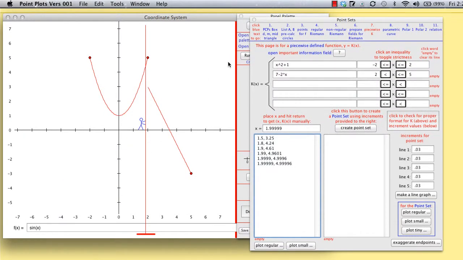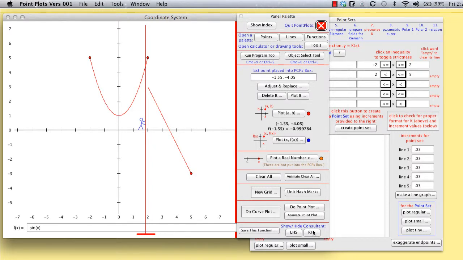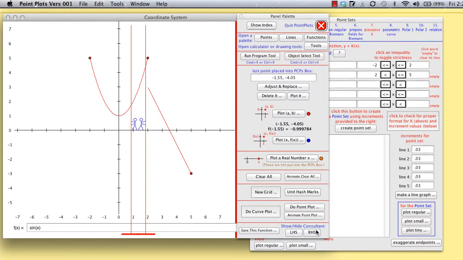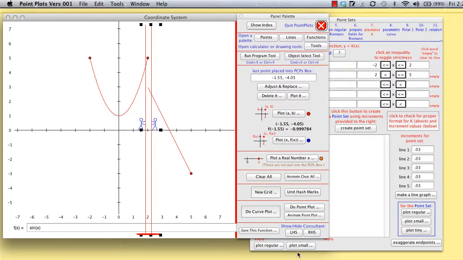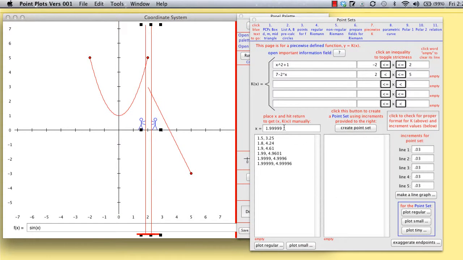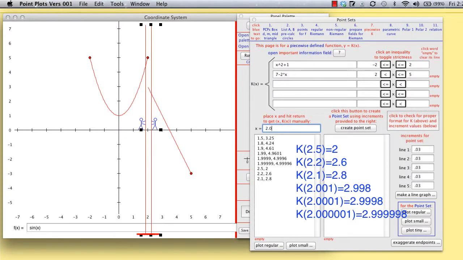In a similar way, we can ask the right-hand side consultant to study the values of k as x tends towards 2, but this time, from strictly to the right of 2. Eventually, he too looks at actual values. He tries 2.5, then 2.2, then 2.1, then 2.001, then 2.00001.